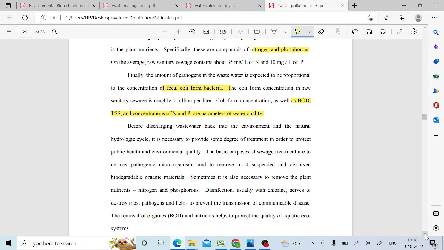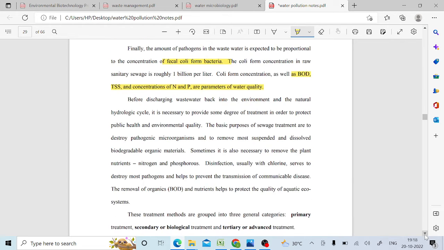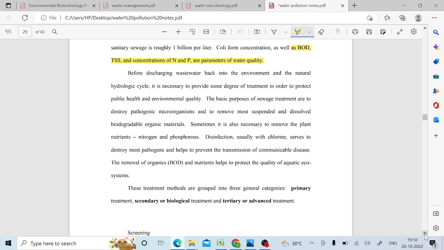This sewage water has to be treated before discharging into the environment. The purpose of sewage water treatment is the removal of pathogens, the removal of suspended solids, and the removal of dissolved biodegradable organic materials. All of these are the important purposes of the treatment of water.